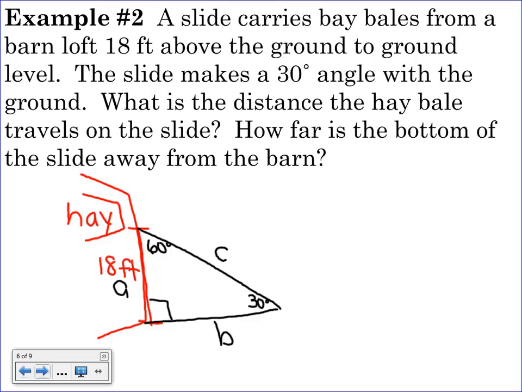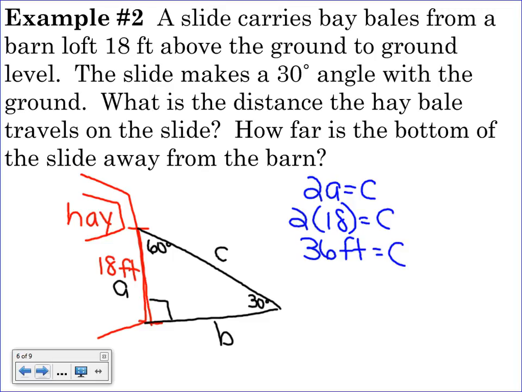The first part of the problem wants to know, what is the distance the hay bale travels on the slide? So we know A, just like last time, we know A, and we're trying to solve for C. So let's put our formula up on the board. 2A equals C. So we plug in 18 for A. That equals C. 2 times 18 is 36. So the slide is 36 feet long.